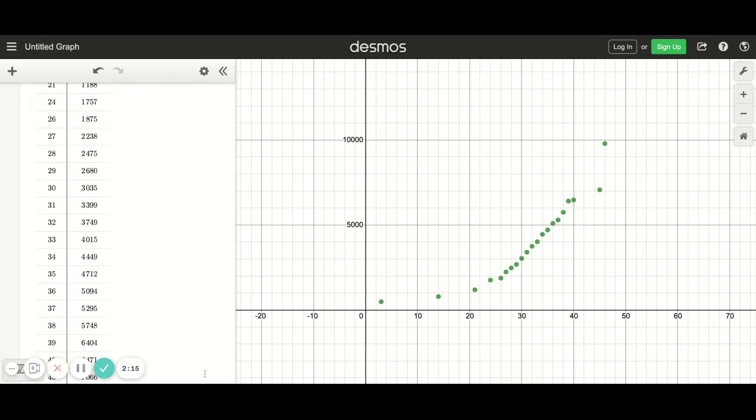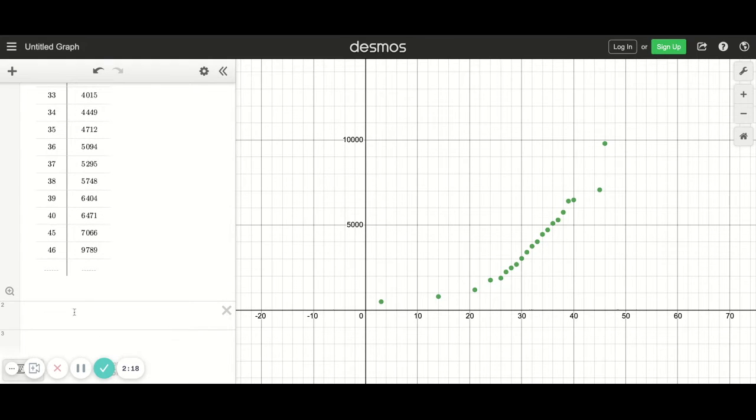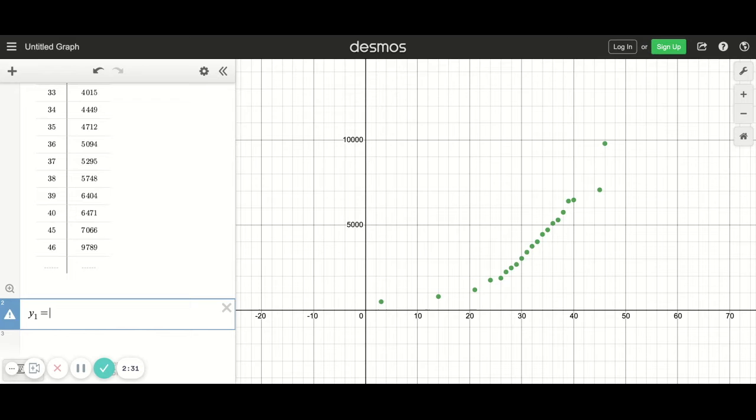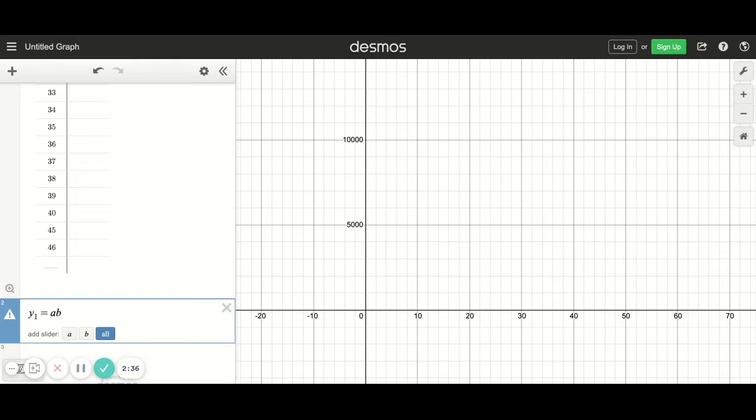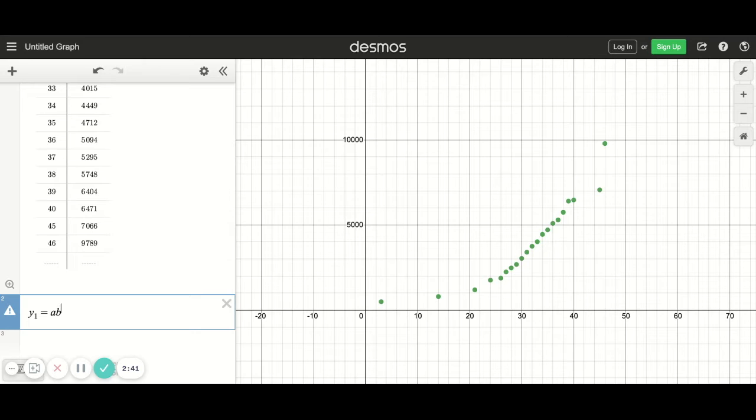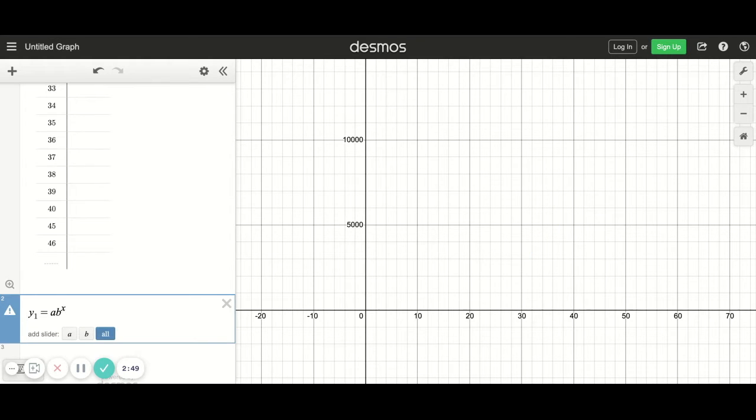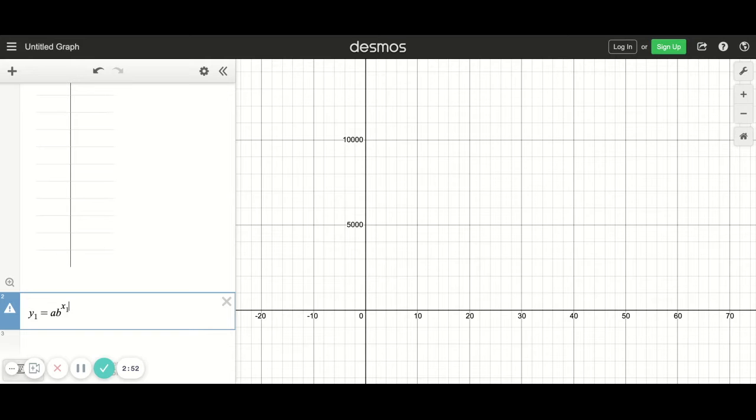Okay. Then to find our curve of best fit, or the equation for the curve of best fit, we're going to click here on number 2. And we're going to type in y1, equals a, and then b, and then here we're going to put a caret symbol to make it go to exponent. That's the Shift 6 key on your computer. And then you're going to go ahead and go x, and then a little 1 to make it sub 1.